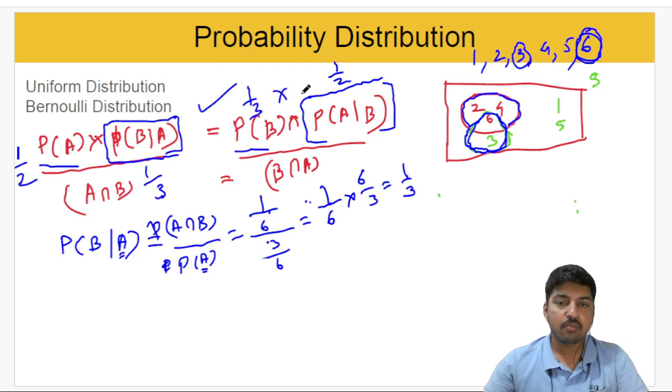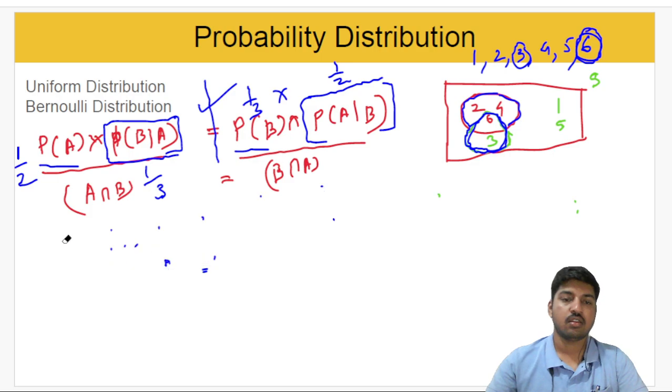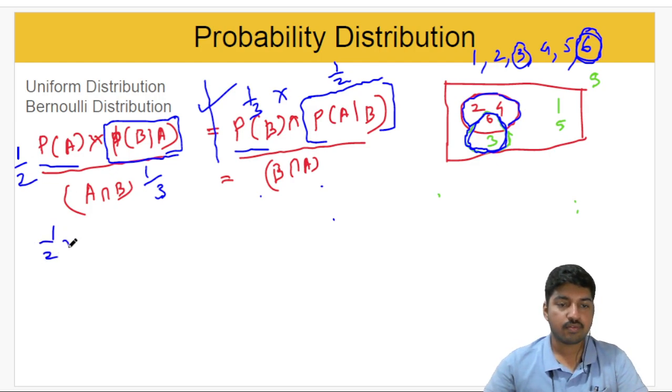Now if we do the multiplication, what am I getting? 1 by 3, because we got all 4 values. Both from here are found, both from here are found. Now we will do the multiplication. This one below, I will erase, so that we will do calculations here. So now we will get 1 by 2 into 1 by 3 is equal to 1 by 6.